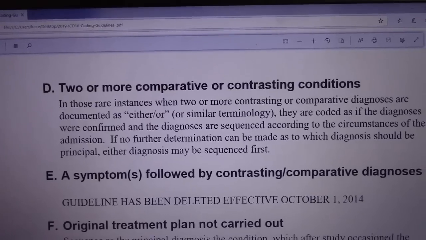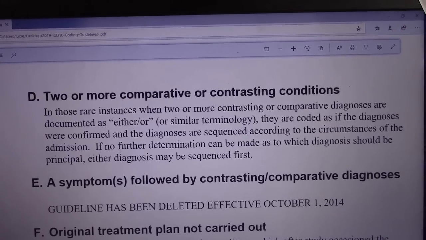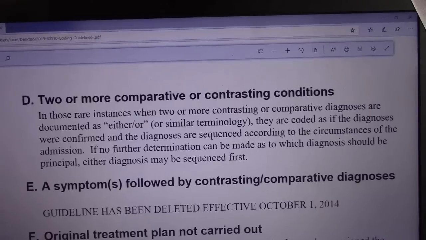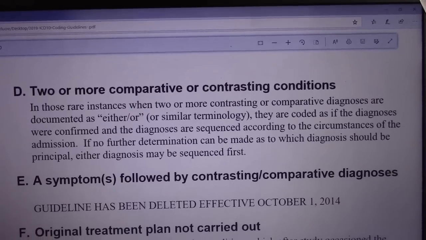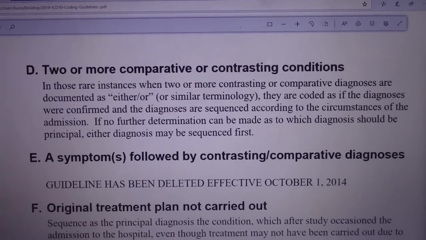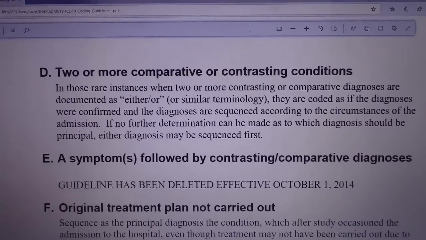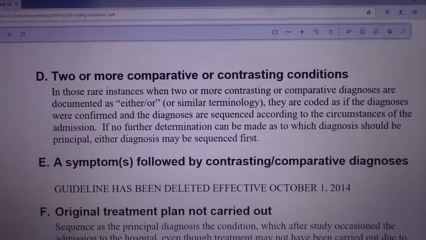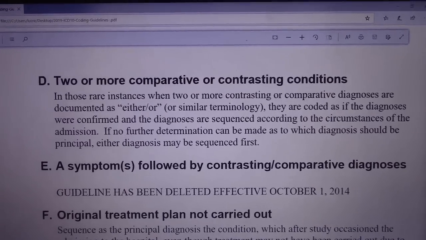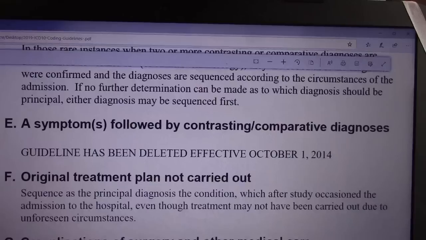Let's say, if both conditions are coded, either one can be presented as principal. It doesn't matter because usually in a case like this, they'll carry the same weight as far as reimbursement. They're usually in the same body system. So it really doesn't matter. They're going to be treated the same way. So it's going to carry the same amount of weight.